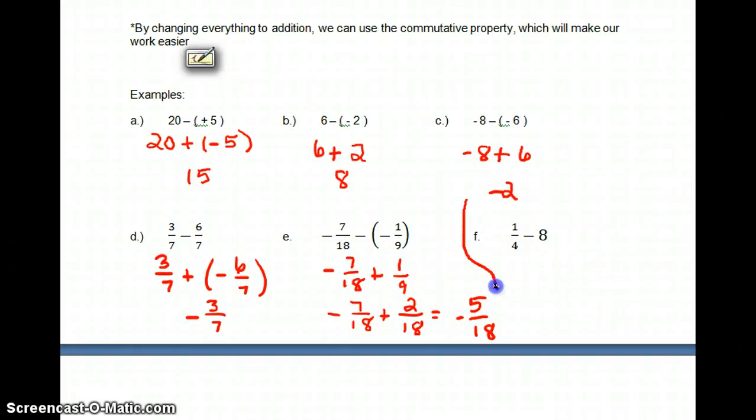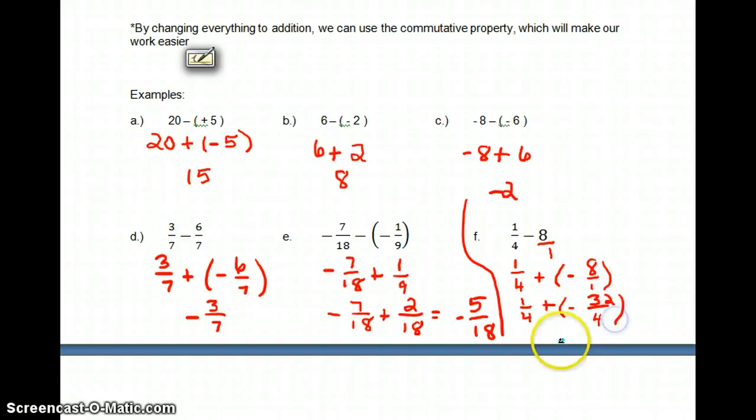Last example, letter F. We had 1/4 minus 8. I want you guys to think of that like an 8/1, since we're dealing with fractions. So we have 1/4 plus negative 8/1. We cannot subtract any type of fractions until we have a common denominator, so we will rewrite this with a common denominator of 4.